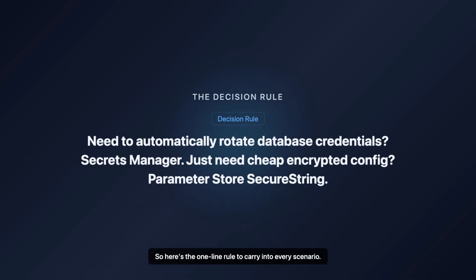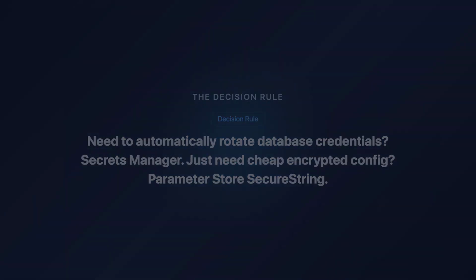So here's the one-line rule to carry into every scenario. Do you need to automatically rotate database credentials? If yes, the answer is Secrets Manager. Do you just need cheap encrypted config or feature flags or values that never rotate? Then the answer is a Parameter Store SecureString. That single question answers the large majority of questions on this pairing quickly and correctly. When you read a scenario, the phrase automatically rotate is your cue.